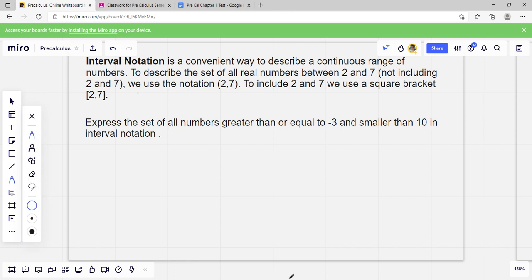that would be like if we said x is greater than 2. That doesn't include 2, it's just the numbers that are greater than 2, and x is less than 7.